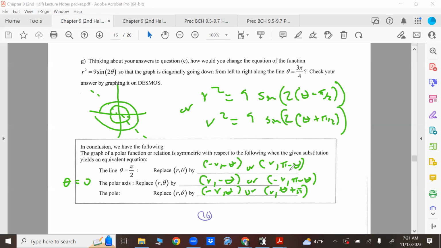Now, the one thing is that this is true when you go up to 2 pi for a complete revolution. You're not going to see the symmetry if you're not doing a complete revolution. So that's just something to think about.